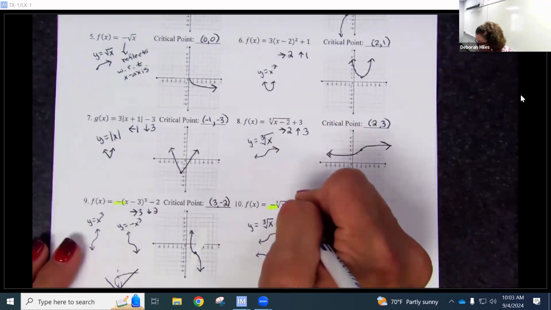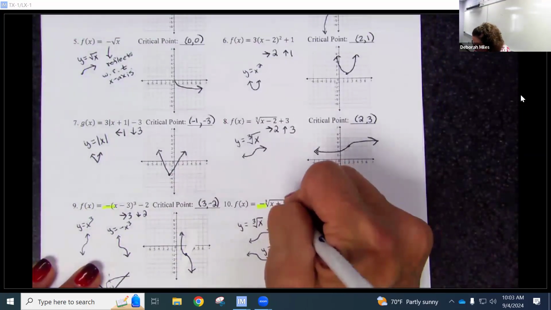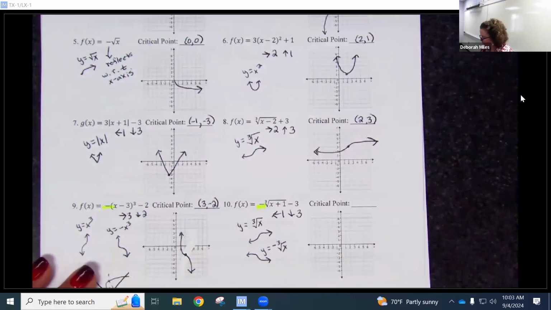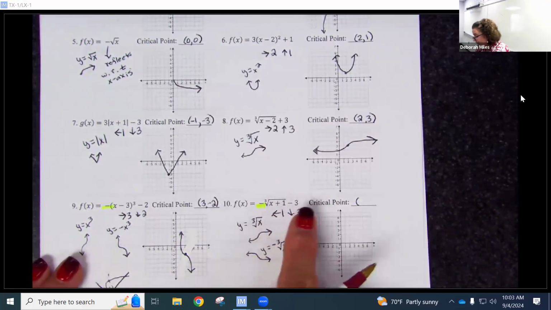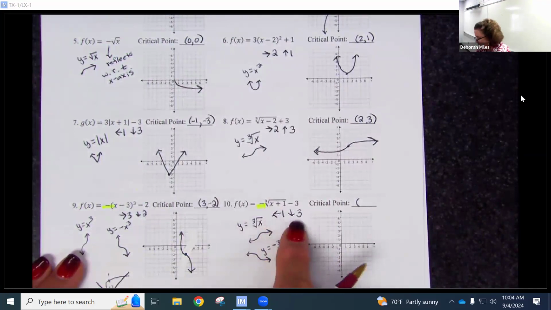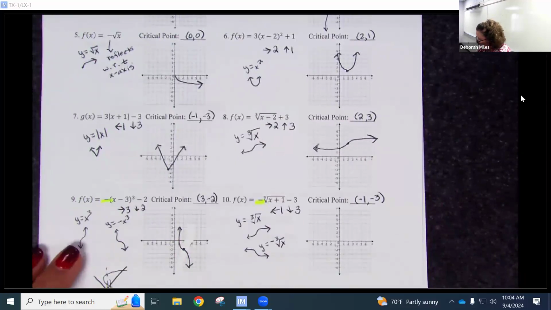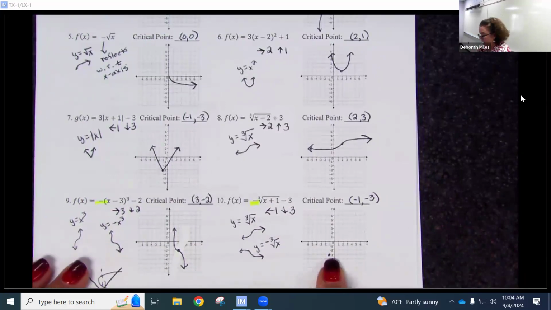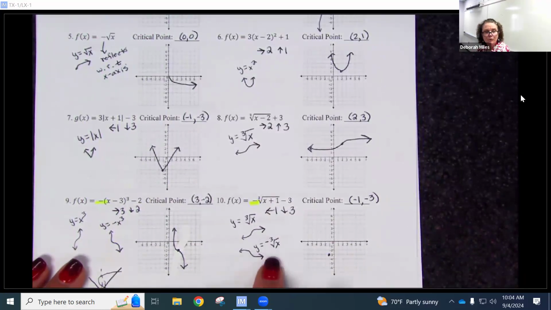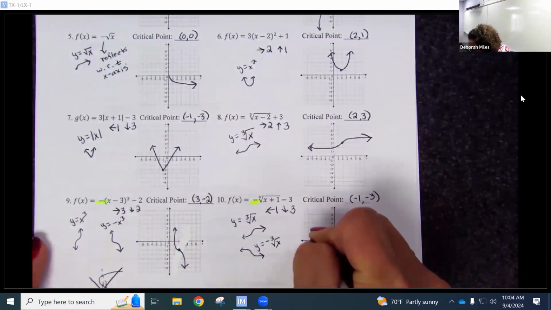I can see that the horizontal shift is to the left 1, and the vertical shift is down 3. So the critical point is the opposite of the number inside the function and the number outside the function. -1, 3. I'm sorry, -1, -3, because it's down 3. Plot that ordered pair -1, -3. And then make sure you graph negative cube root of x going downhill instead of positive cube root of x. Make sure it's clearly a horizontal snake, not some kind of drunk snake.